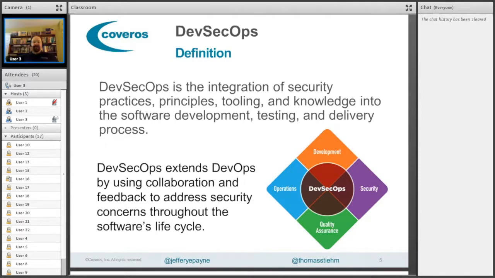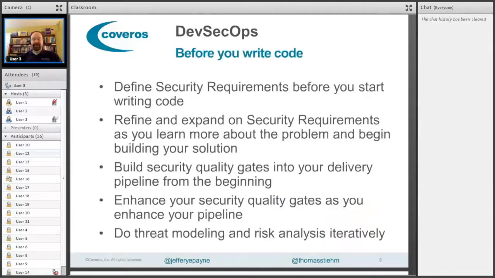Just to get a quick definition of DevSecOps, it's really extending DevOps to include security and security concerns as a first-class citizen, and wrapping the security concerns into everything that we do, from requirements to testing and part of the delivery process. So the idea is that just like we're bringing together operations and development and testing, quality assurance together, we're rolling security into that as well.